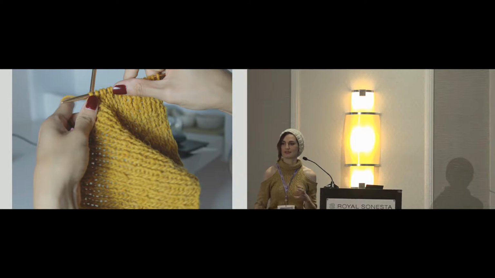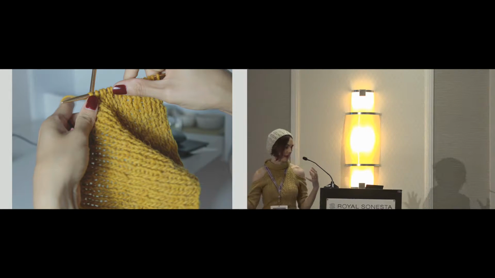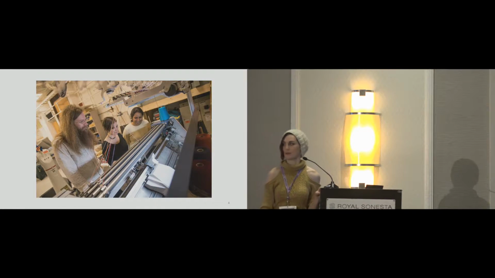So as you might have guessed, this is a talk about knitting, and this might be what you picture when you think of knitting, but instead we're mostly going to be talking about this kind of knitting. This is an industrial knitting machine that we have at the textiles lab at Carnegie Mellon. And industrial knitting is a very robust and mature technology.